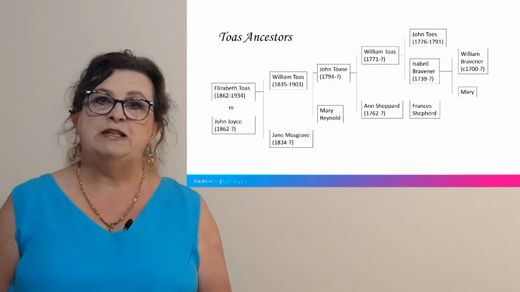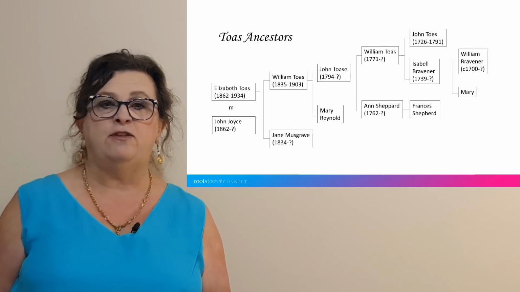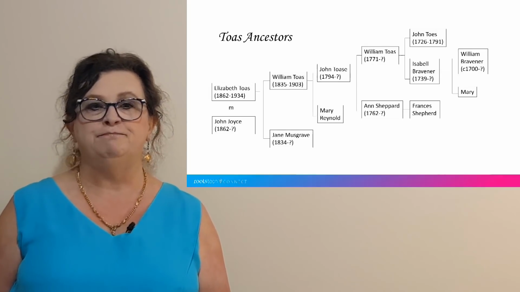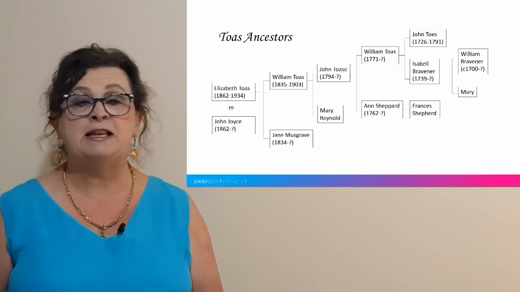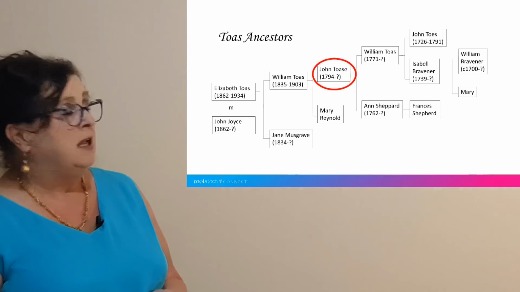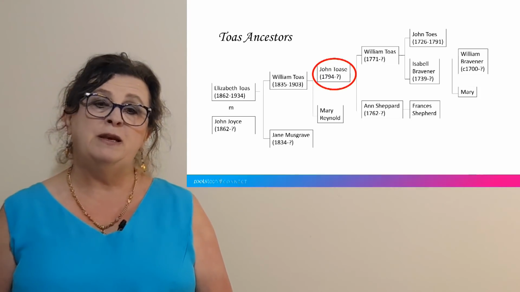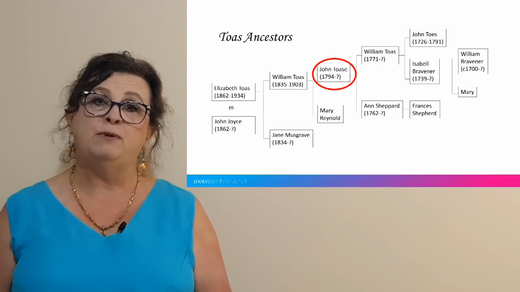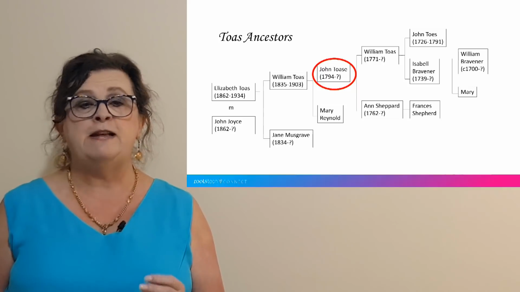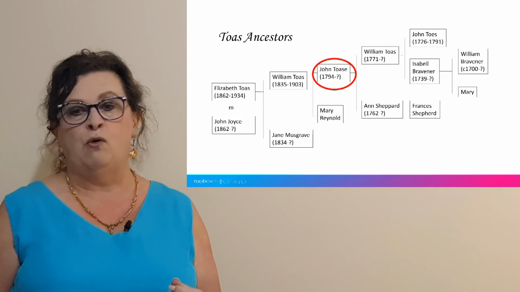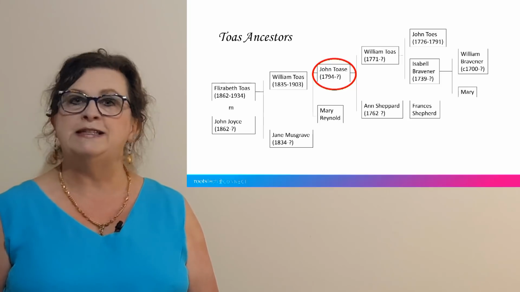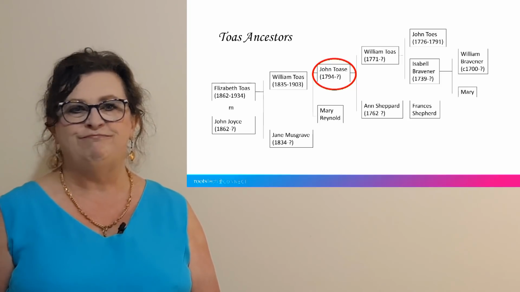This is a tree I put together in 2006 for my father-in-law as part of his family tree. Looks impressive. Goes back to the early 18th century. But see John Toes, husband of Mary Reynolds and father of William Toes? I found an entry in the IGI for a likely baptism in 1794 and built the tree back, as you can see, based on that entry.